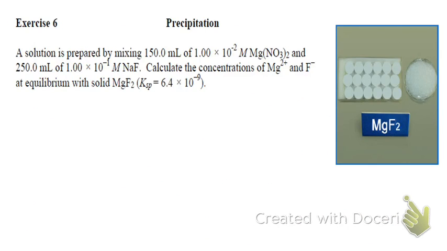I'm going to have to get myself a new page. I can't fit it on here. So, exercise 6. It says you prepare magnesium nitrate and sodium fluoride. Calculate the concentrations at equilibrium with the solid MgF2. And it gives you a KSP value. The first thing we have to do is determine if a precipitant is going to even form, because that'll make a difference in our concentration. So that's the first thing we need to do.